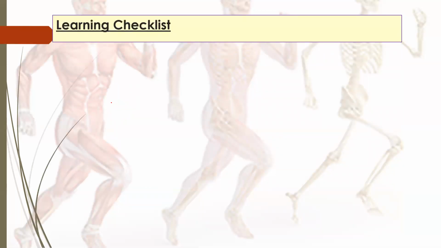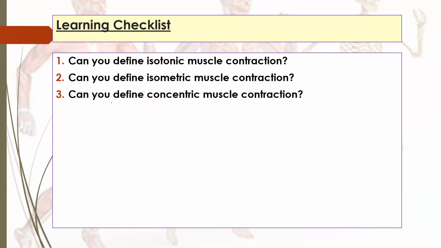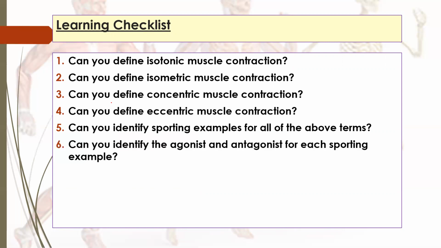And then very briefly, let's just look at what you should be clear on by the end of this. And if you're not, make sure you take the time to go back over it. Can you define isotonic muscle contraction? Can you define isometric muscle contraction? Can you define concentric muscle contraction? Can you define eccentric muscle contraction? Can you give sporting examples for all of them? Can you identify the agonist and the antagonist for each of those sporting examples?